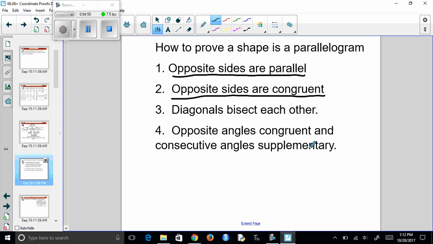These ones are much more rare, but we can prove that something's a parallelogram if we can find out that the diagonals bisect each other, or if the opposite angles are congruent, or the consecutive angles are supplementary. You have to choose one of these four methods and then go and prove that that's true. All right.